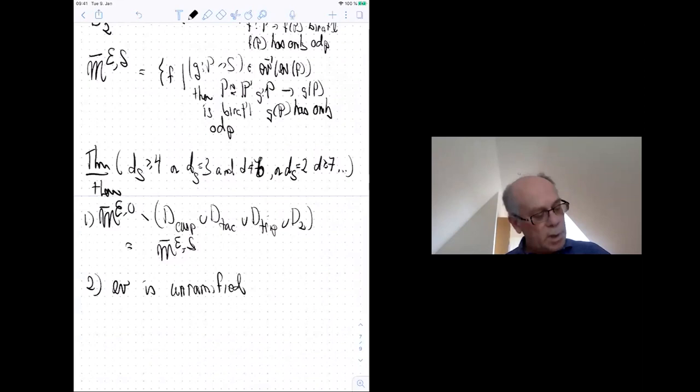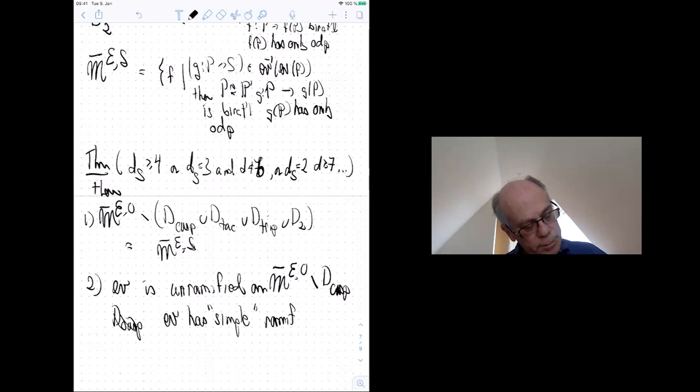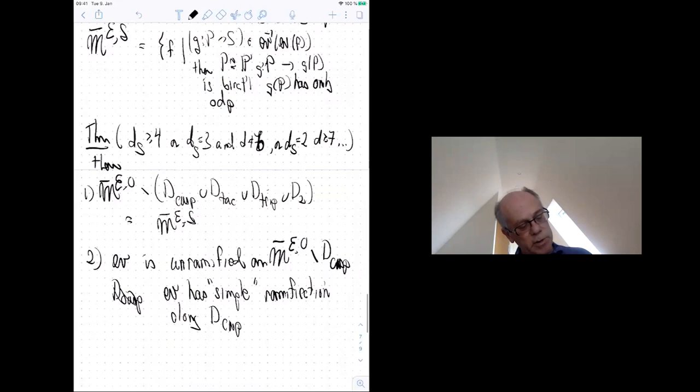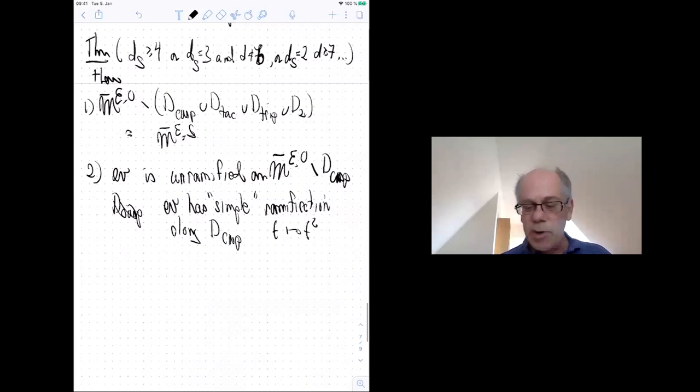On the whole space minus D cusp. D cusp is the ramification locus. And this thing has simple ramification along D cusp. So in other words, if T is a local defining equation for D cusp, it looks like T goes to T squared. Right, just like this smallest amount of ramification you can have. So what does that imply? Well, we're in characteristic zero, so two does not divide the characteristic.